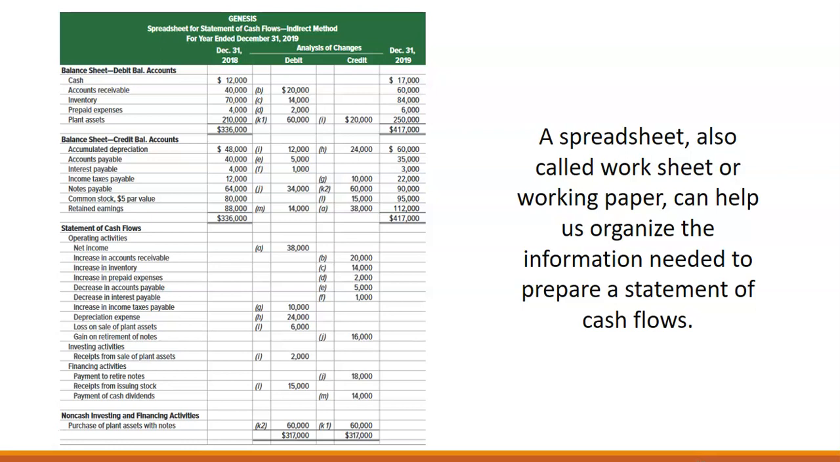And then we can see below, we've used the information from above with the changes between the accounts to create our statement of cash flows with our operating activities, our investing activities, and our financing activities. And then that non-cash activity where we purchased a plant asset with a bank loan.